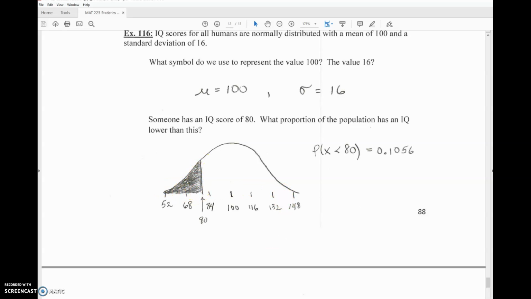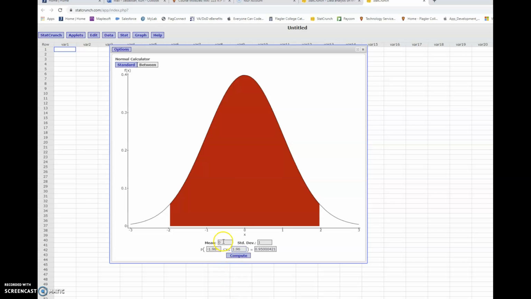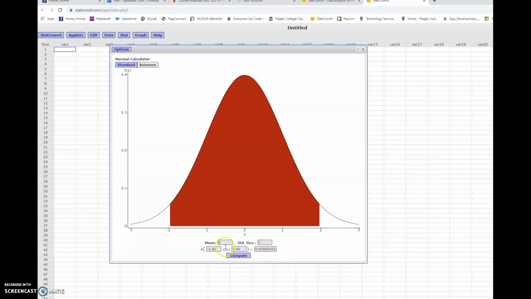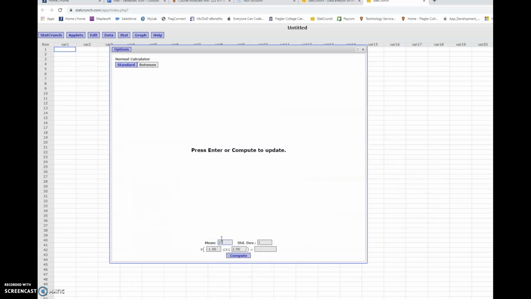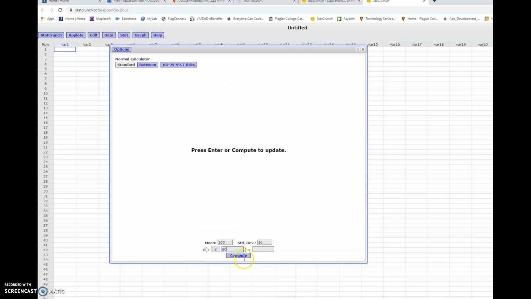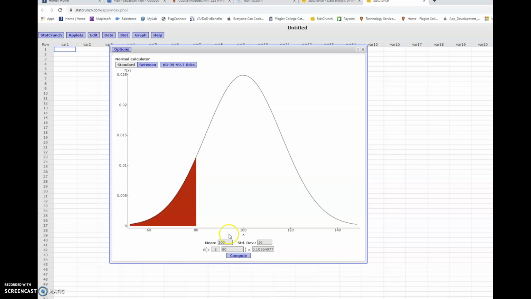Now how do I get that? I get that from my normal calculator. I have to change my mean, which was 100, and a standard deviation of 16. So I changed my mean to 100, standard deviation to 16. And I don't want between anymore, so I'm going to go back to standard. I want the probability that X is less than 80. So I compute. And there's the probability. It's exactly like what I had in the picture, so that's 0.1056 to 4 decimals.